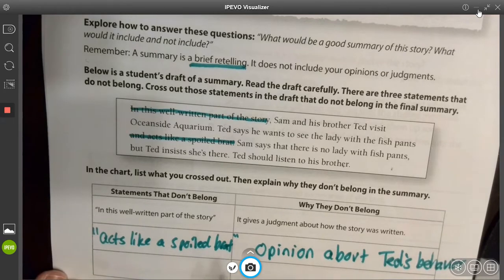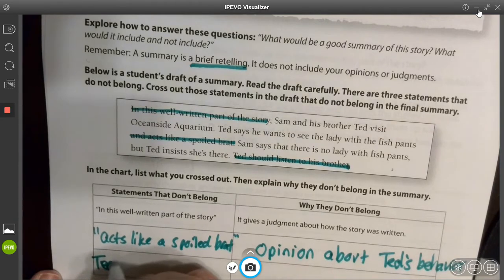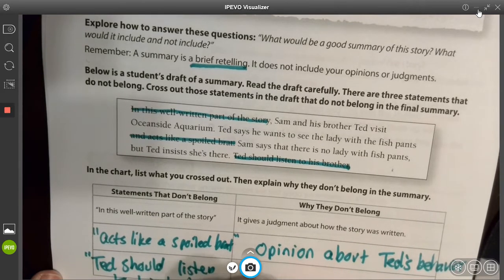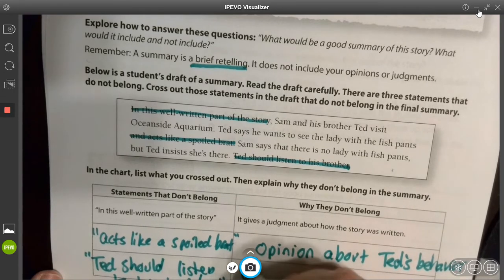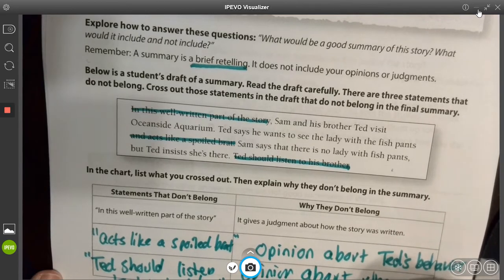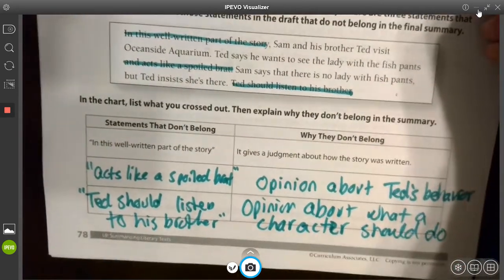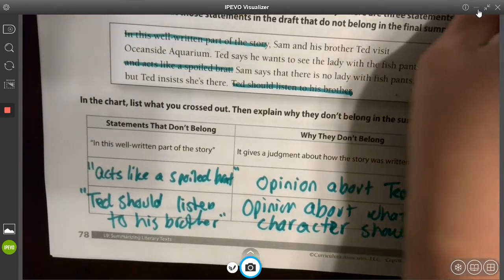All right, and then the last part, Ted should listen to his brother. So I'm going to write that. Ted should listen to his brother. Doesn't belong. Again, that is another opinion about what a character should do. And remember, summaries do not include what a character should do. While you could have an opinion, that's just fine. Don't include it in the summary.